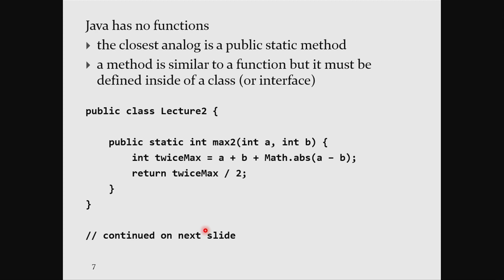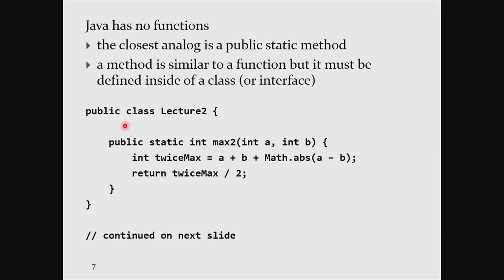You can't write a standalone function in Java because everything in Java belongs in a class. So the closest analog you have in Java is something called a public static method. Don't worry what the words public and static mean for now. It's not called a function in Java, although it behaves exactly like one, more or less. So a method is similar to a function, except it's defined inside of a class or something called an interface.